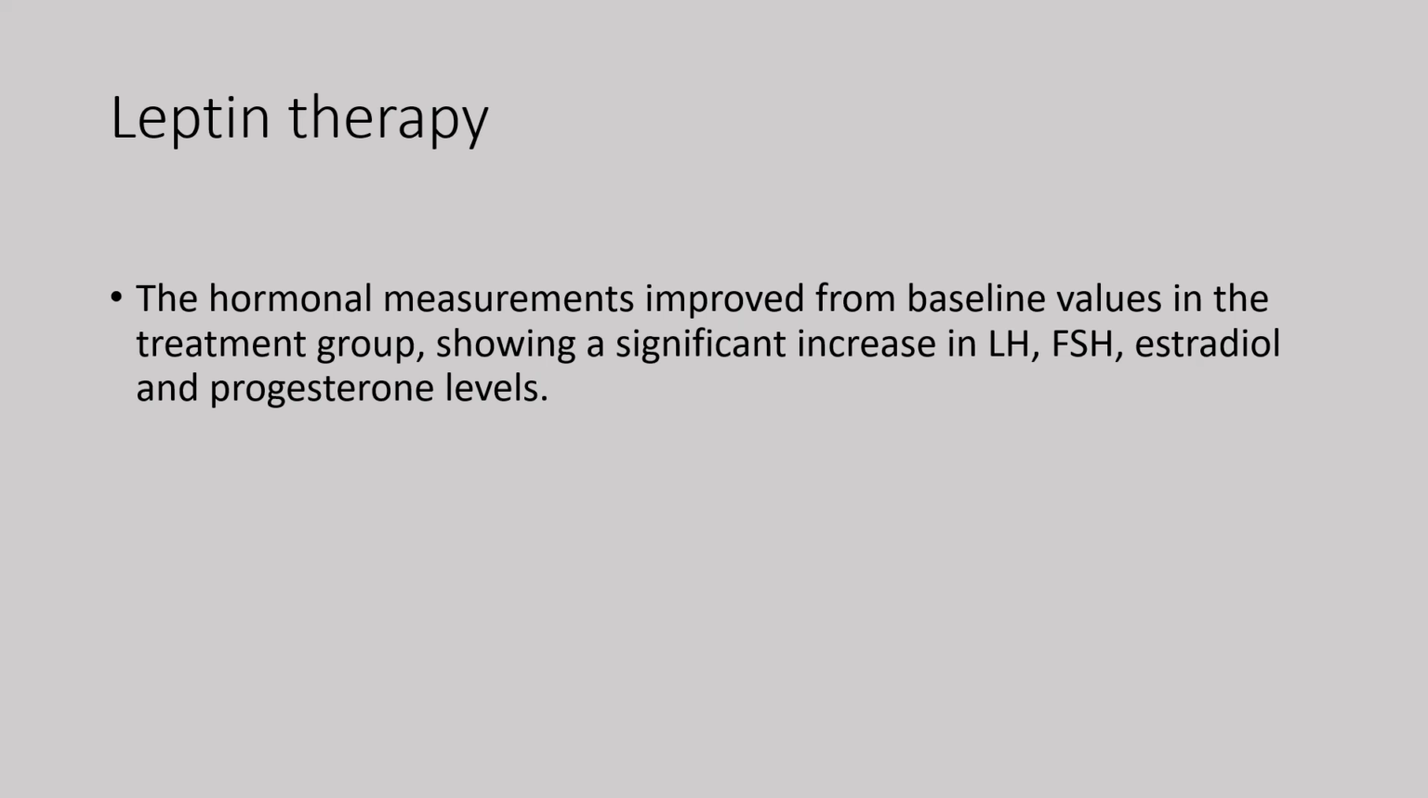Leptin therapy, because we have already studied that low leptin levels are associated with hypothalamic amenorrhea. So giving leptin can help. The hormonal measurements, when seen after giving leptin, show a significant increase in the LH, FSH, estradiol, and progesterone levels.